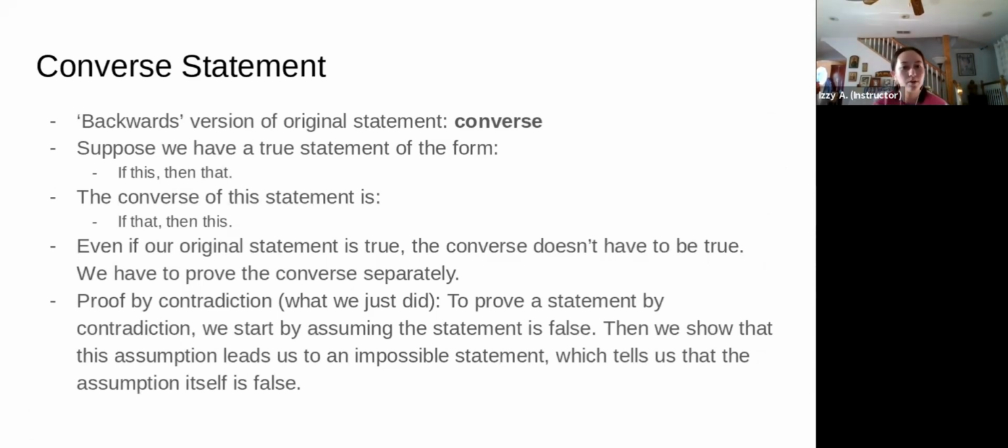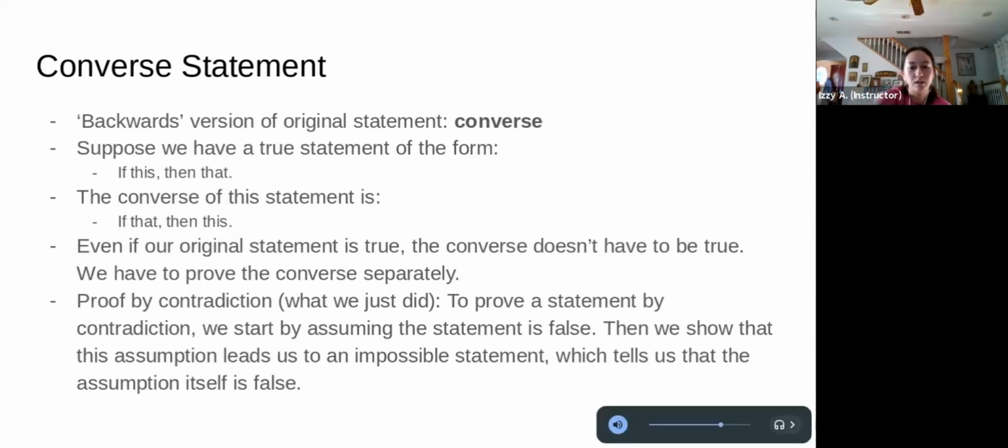For example, if we have a true statement of the form, if this then that, then the converse, which is the backwards, is if that then this. So even if our original statement, if this then that, is true, that doesn't necessarily mean that the converse, if that then this, is true. So then we have to prove the converse separately.